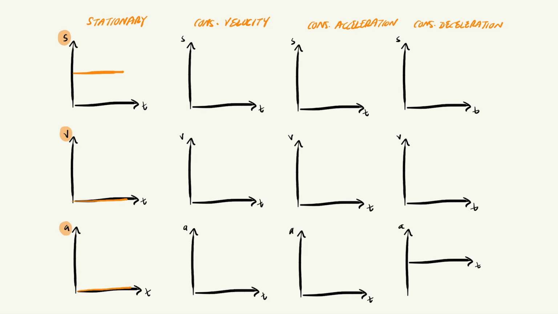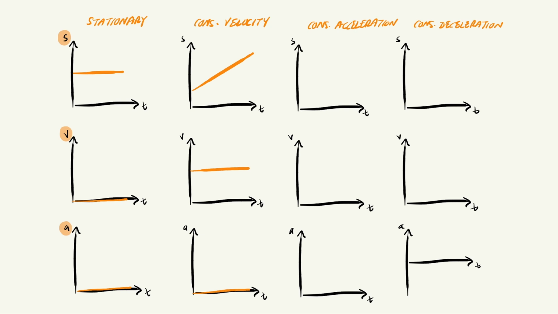Now let's move to constant velocity. When an object moves at constant velocity, its displacement increases steadily over time. So the displacement time graph has a constant, non-zero gradient, a straight, diagonal line. Since the velocity itself is constant, the velocity time graph is a horizontal line, but this time sitting above the time axis, at whatever the constant velocity value is, rather than on the axis itself. And because the velocity isn't changing, the change in velocity is 0, which means acceleration is 0 throughout. So the acceleration time graph looks like this.